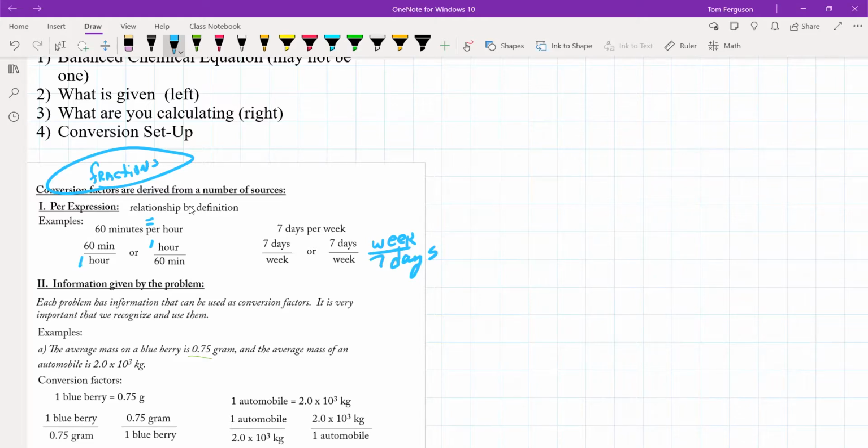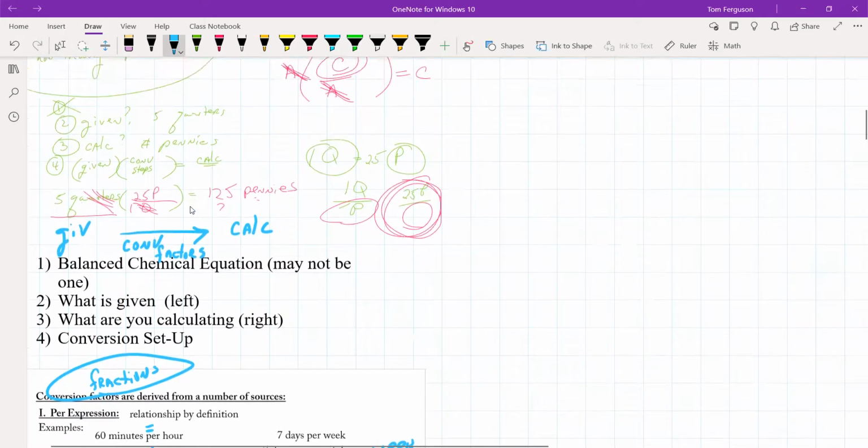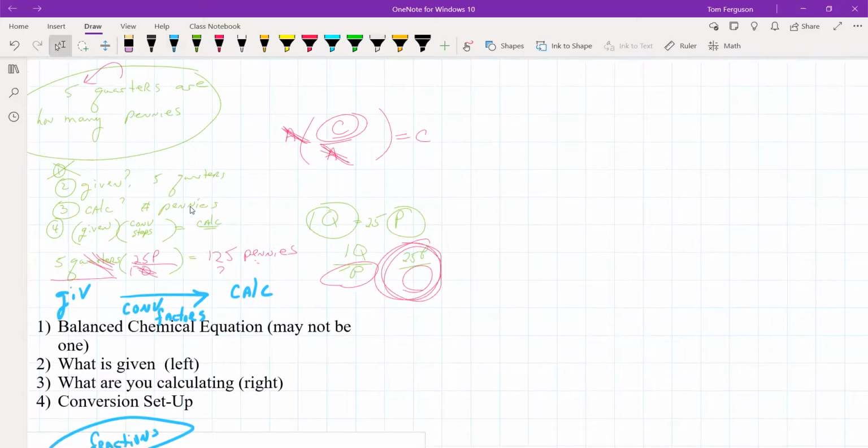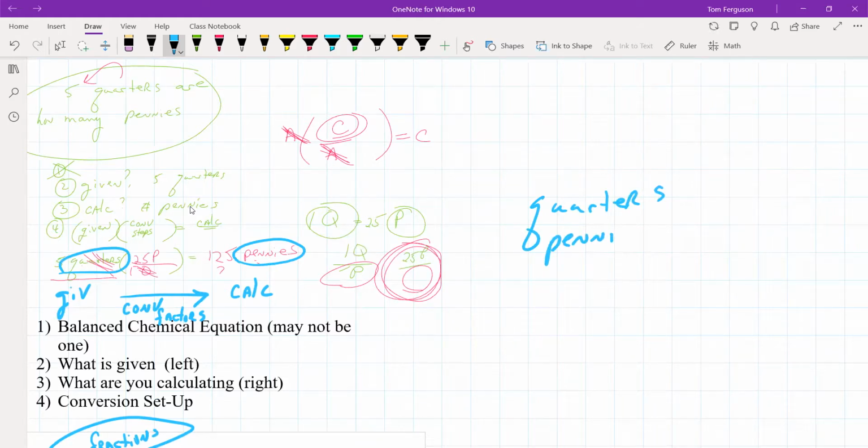Okay, so let's go back up to this problem here. Now, this problem involves pennies and quarters. So you're going to be looking for conversion factors that have quarters and pennies in them. That could be one conversion factor or multiple conversion factors. You're going to grab any conversion factor that has the given or calculated unit in it.